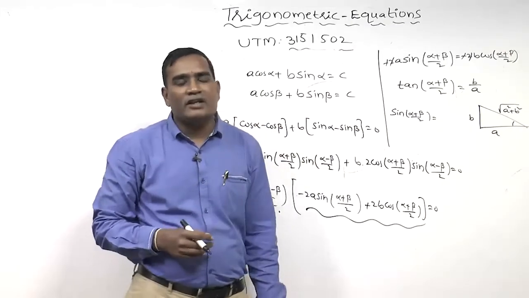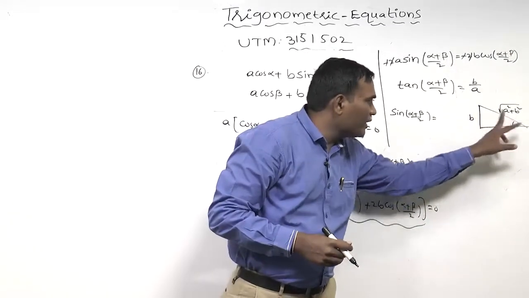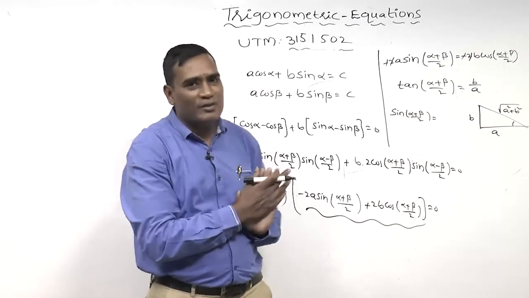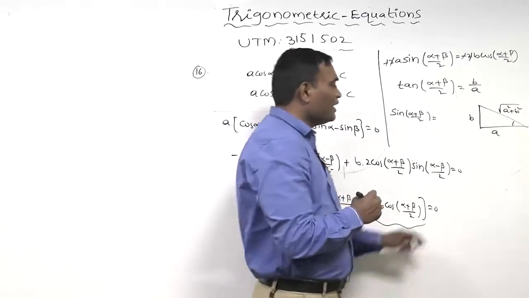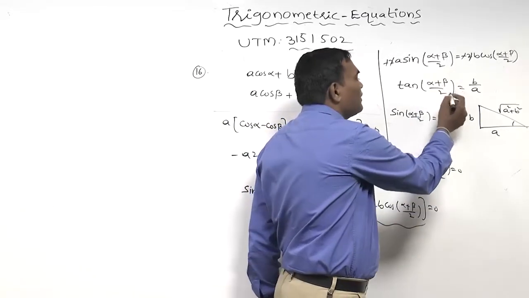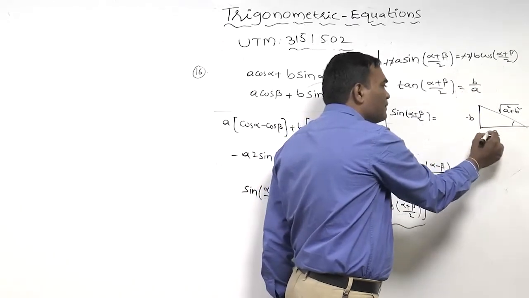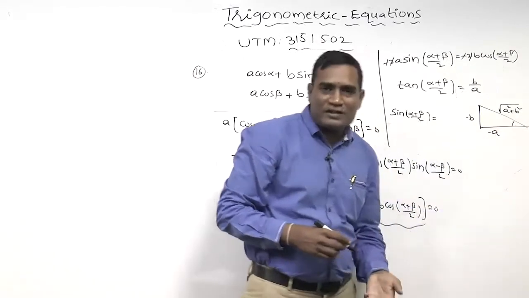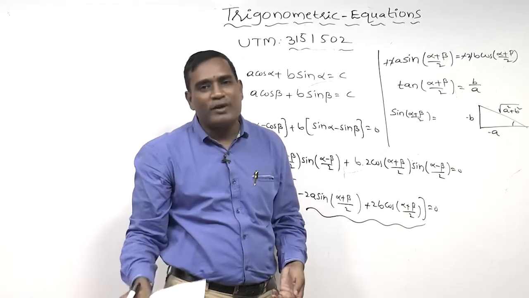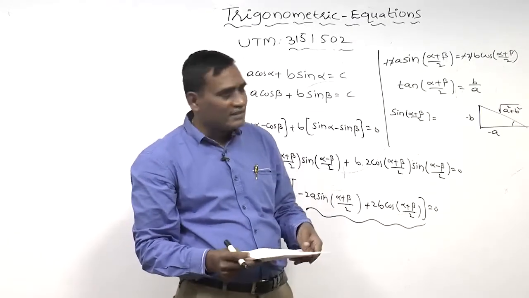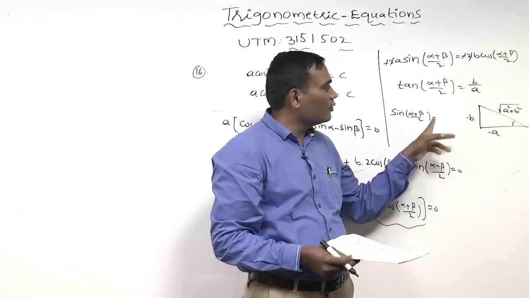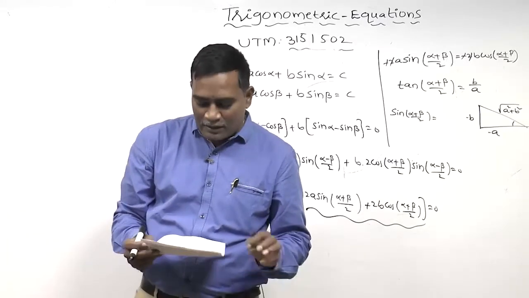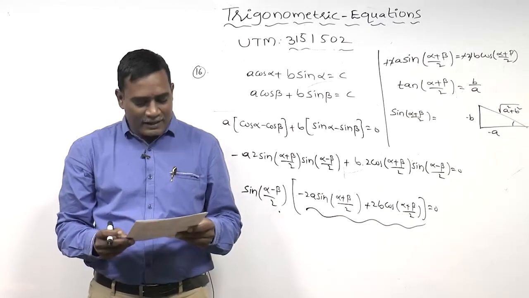So sine theta is equal to opposite side by hypotenuse, which means b by root of a square plus b square. Is it correct? What is the answer? First option? No, it is not the first option. Why is it not the first option? Here, tan of (alpha plus beta)/2 is equal to b by a, which means we can write minus b by minus a also. If you take minus b by minus a, what is sine? Minus b by root of a square plus b square. In the second option, minus b by root of a square plus b square is also there. That's why sine of (alpha plus beta)/2 is equal to plus b by root of a square plus b square or minus b by root of a square plus b square. So the answer is option C.